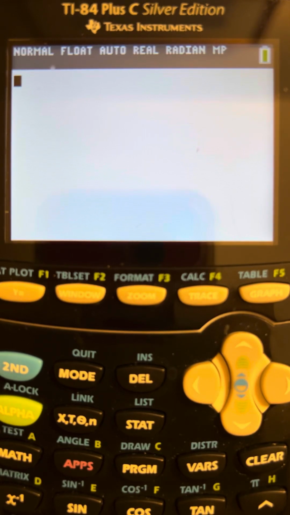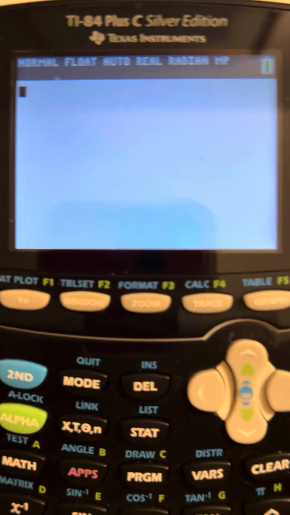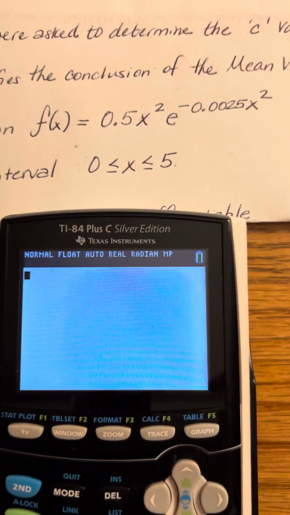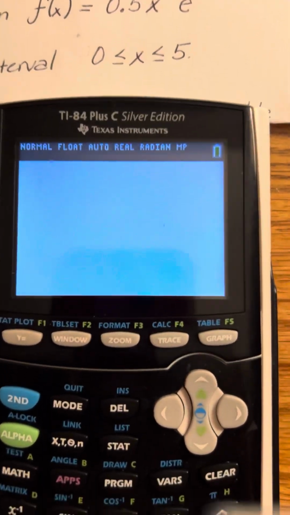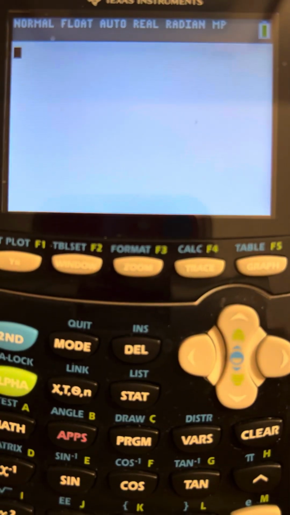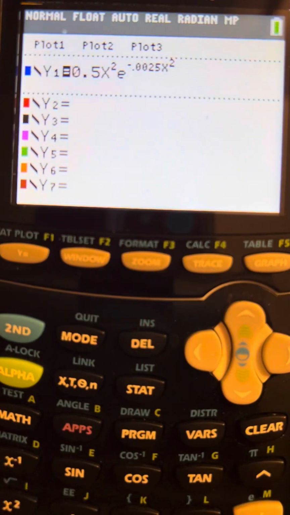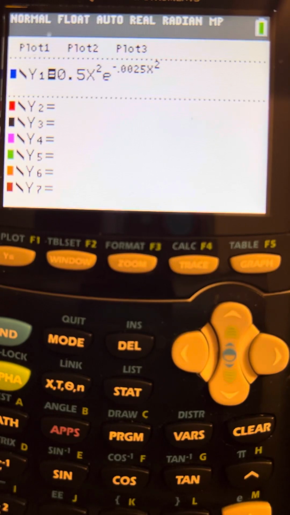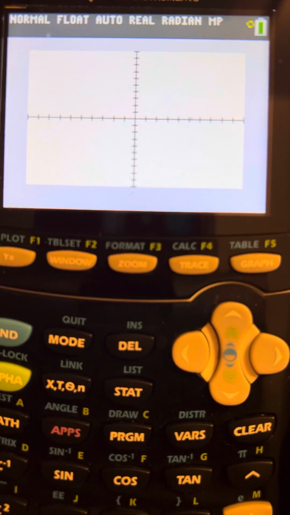So we want to find the C value, where that nasty function has a slope of the tangent equaling the slope of the secant line joining those two points. The first thing that I did was put my function into y1. So there you see my function. And we might as well take a quick look at the graph of that, as long as it's in.